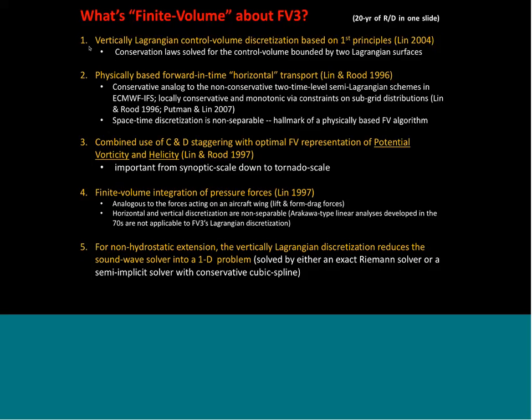And for the non-hydrostatic extension, because we use the vertical Lagrangian discretization, it reduces the sound wave problem to 1D. This is yet another advantage of using Lagrangian discretization. I have to apologize that I only touch the surface. I give you a few references here, but each item is a 1 hour presentation.